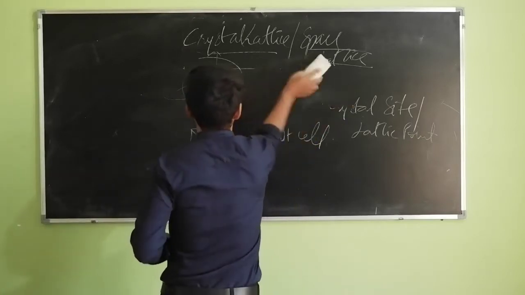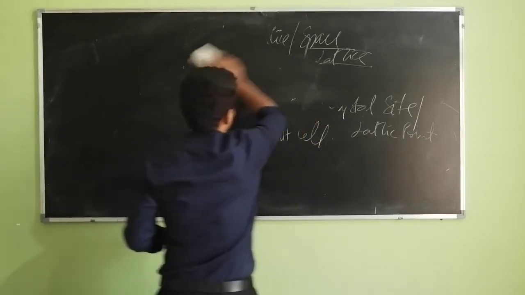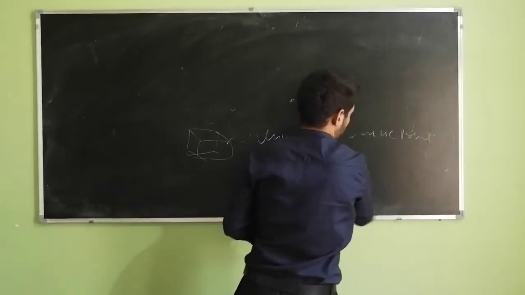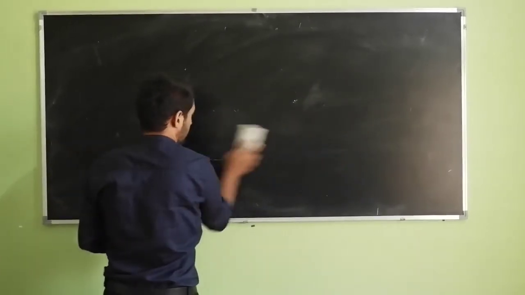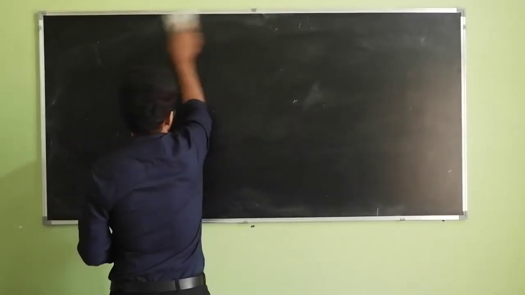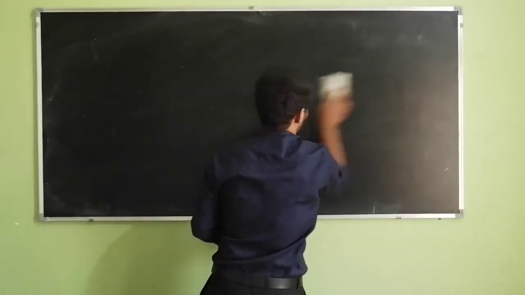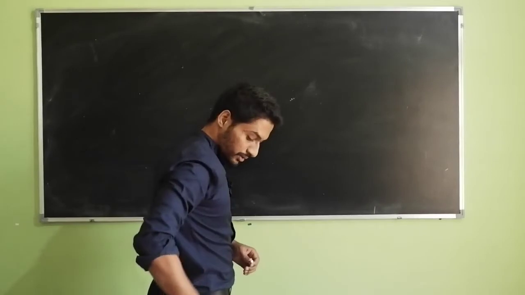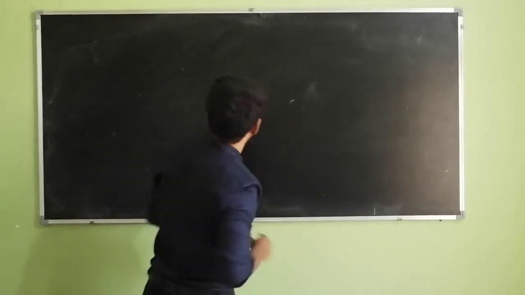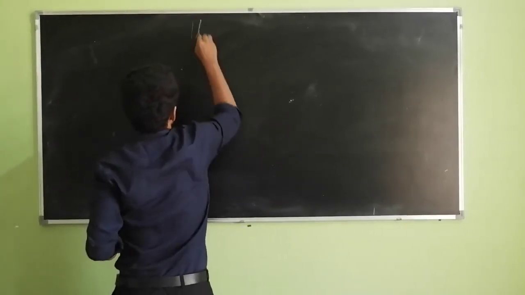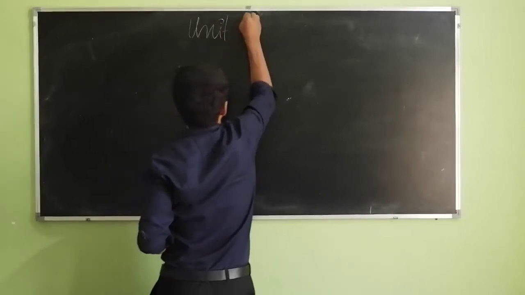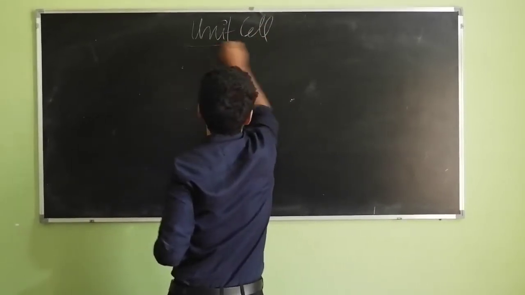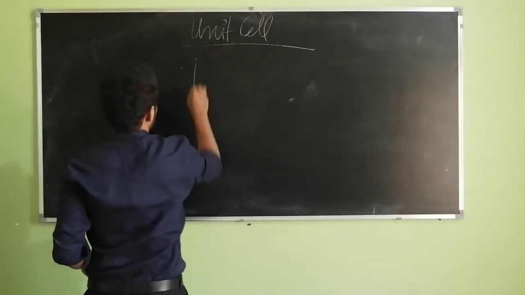Alright. So let's discuss the unit cell in detail. What is a unit cell and what are the types of unit cell? How do we characterize a unit cell? So we have to have some characteristic which defines a unit cell.